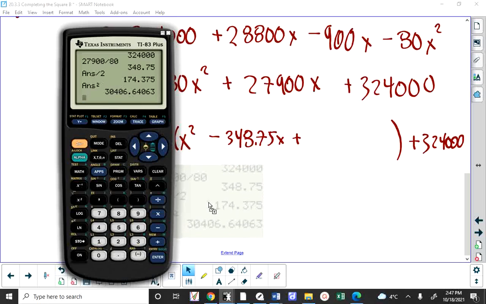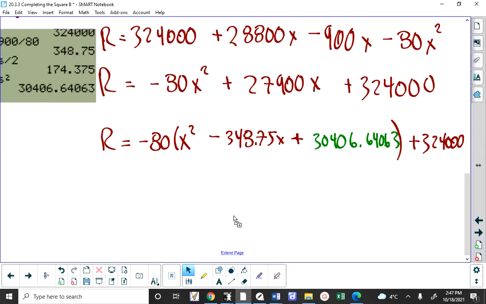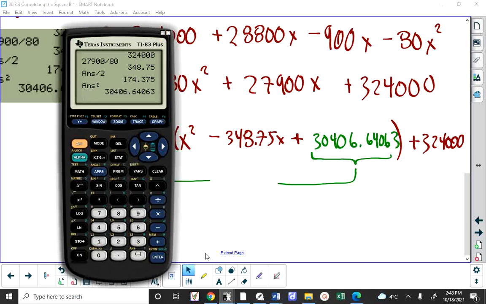So this is the number that I put here, 30406. We do want to carry as many decimals as we can. Now I have to multiply this and this to find out what I've really done here. What did I really do? I wrote that number, but the fact of the matter is, times negative 80, I have actually subtracted that number from the right side of the equation. And that means I need to add that number somewhere else on the right side.